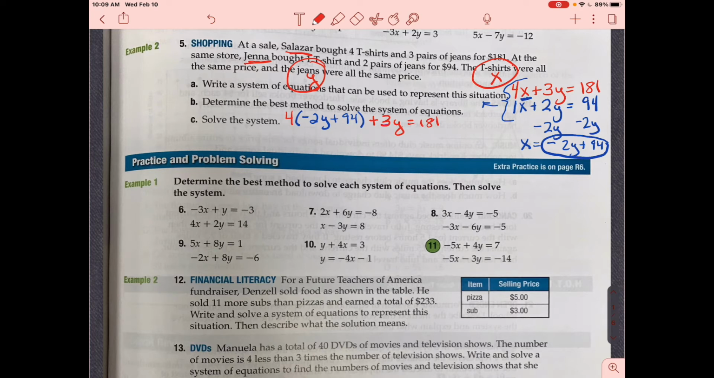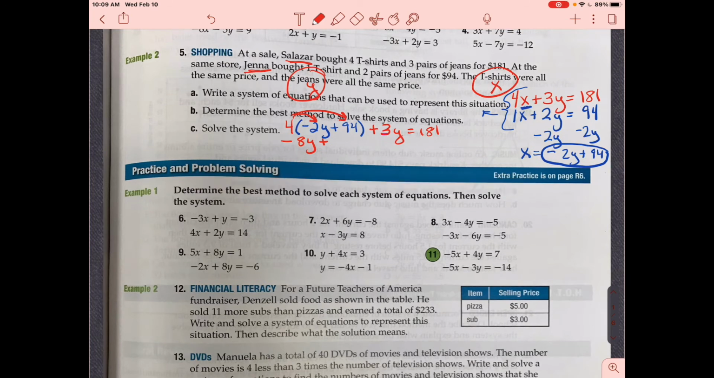So now I can just solve for y, right? I've gotten rid of the x's. I can solve for y. And if I simplify this, I'll get, distributive property, negative 8y plus, grab the calculator. There's no shame in using your calculator in algebra class. 94 times 4 is 376. Oh, goodness. 376 plus 3y equals 181.